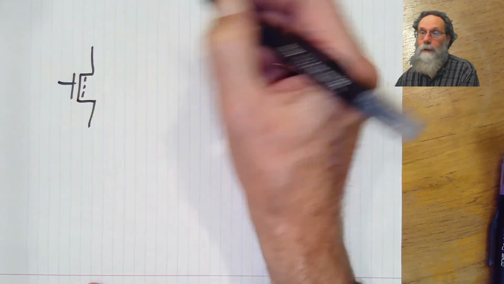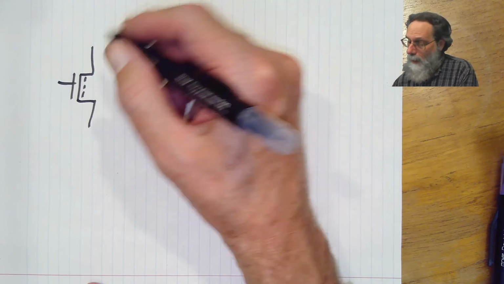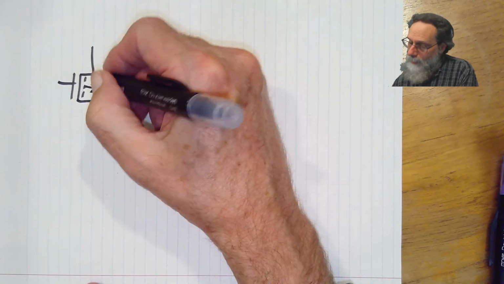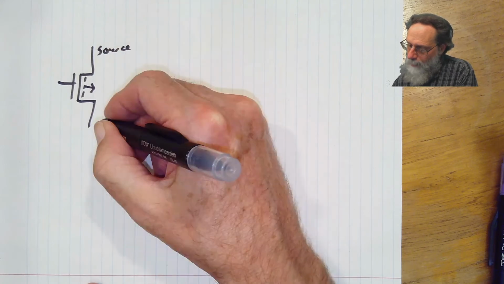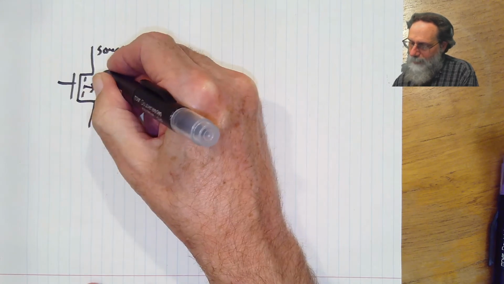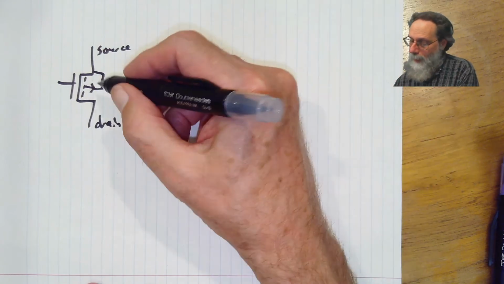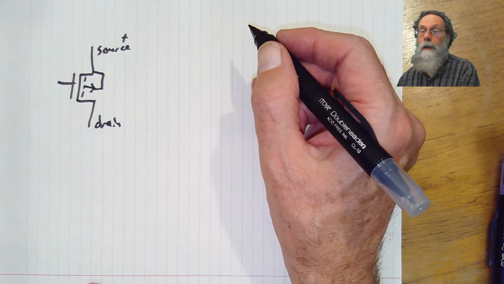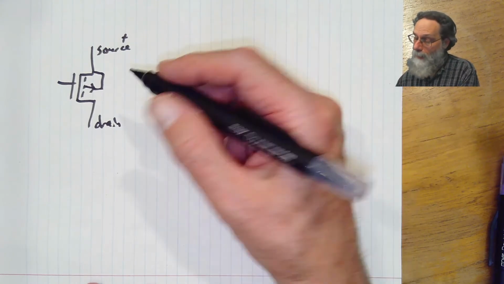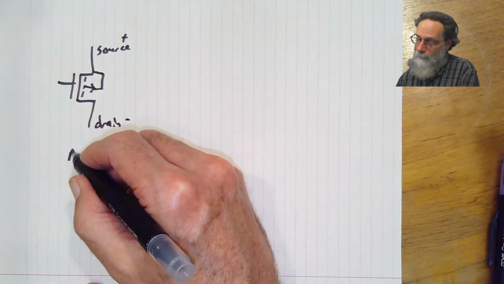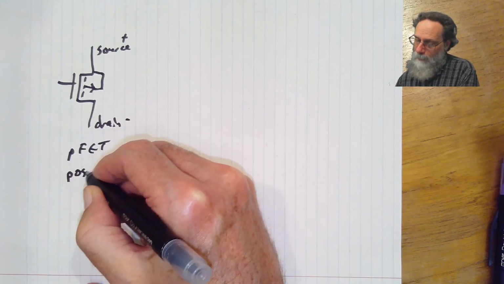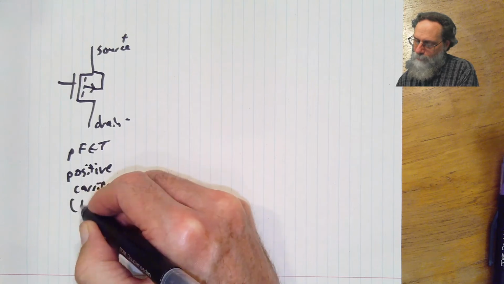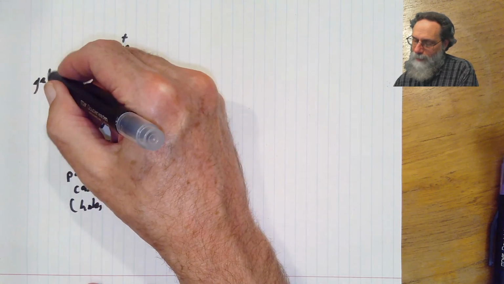It's still enhancement mode. The difference is that because it's p-doped, we draw the arrow for the body going the other way. And I like drawing the source on top and the drain on the bottom. I mean, obviously you can draw it either way up, but the body is connected to the source. And the source here is the positive end now because it's the source for the holes in the p-type, and the drain is the negative end. So this is the PFET with positive carriers, and the gate is still the gate.